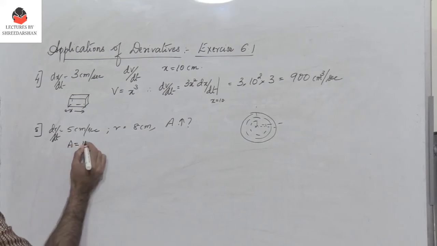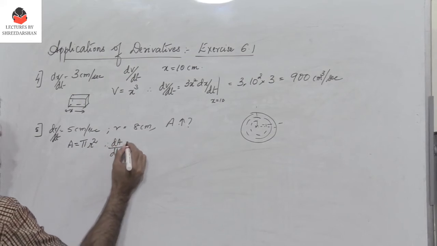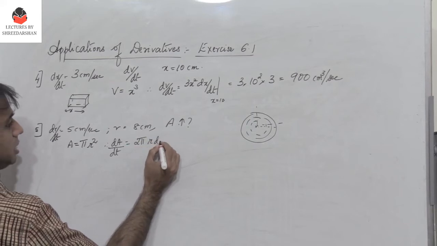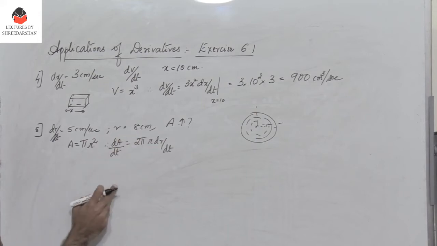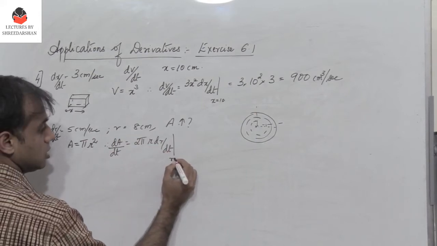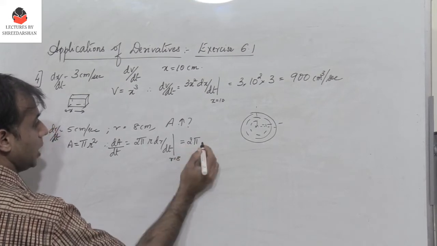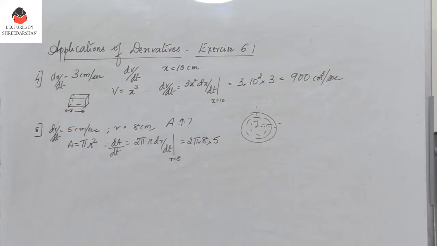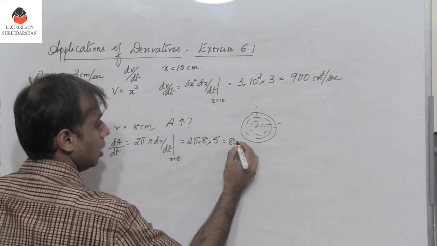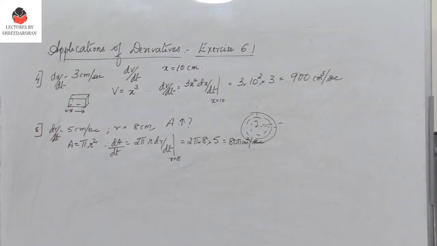So area of a circle is pi r square. So therefore dA by dt equals 2 pi r dr by dt. So I need to find dA by dt when r equals 8. So when r is equal to 8, this is equal to 2 into pi into 8 into dr by dt, which is given as 5. So I get 80 pi centimeters square per second. So that's the answer, a very simple problem.